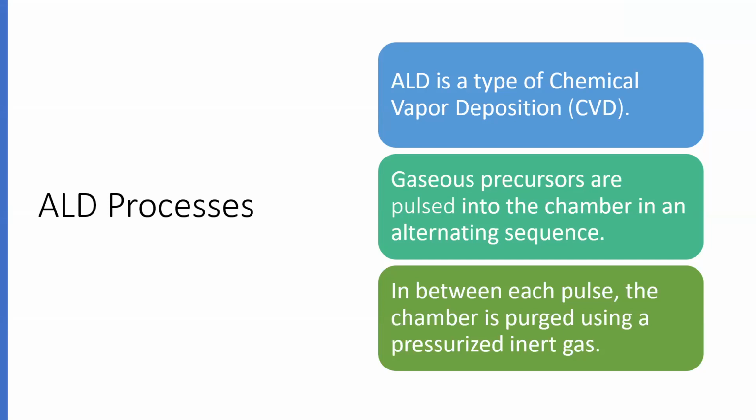So the ALD process is a type of chemical vapor deposition, or CVD. This is where we admit gaseous precursors into a chamber. This is called a pulse. We'll do this in an alternating sequence. There's more than one type of precursor used, typically. And in between each pulse, we will purge the chamber using a pressurized inert gas, typically argon.